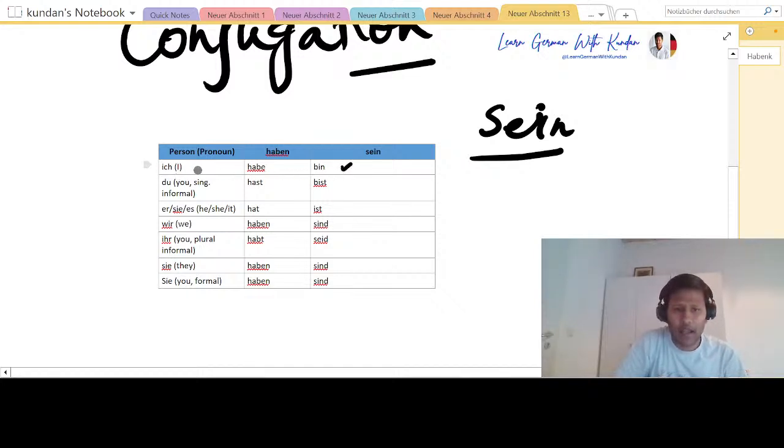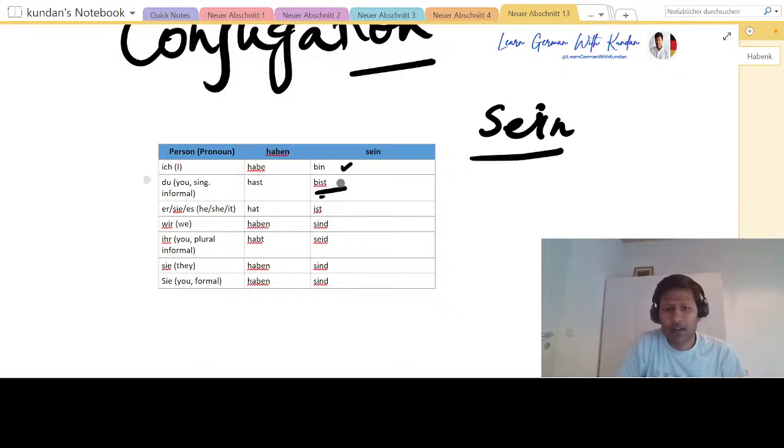So ich, and this sein gets converted to bin. Okay, so ich bin. And in the same way du bist. So what is conjugation and all? I hope I have already cleared it in the last class, but if not, let me tell you quickly.